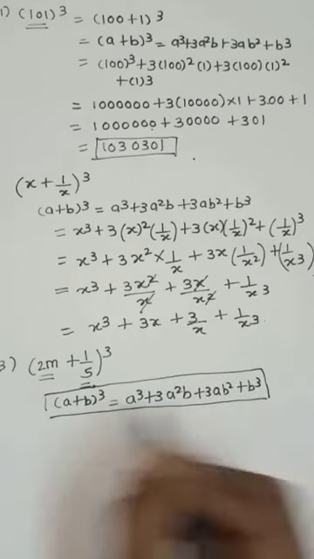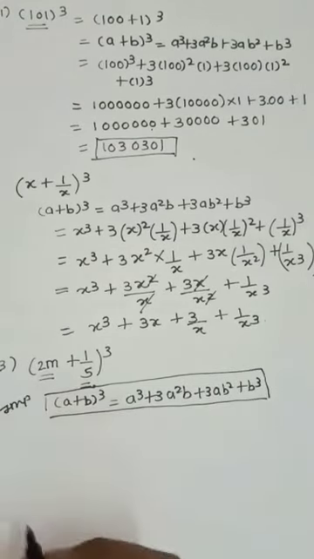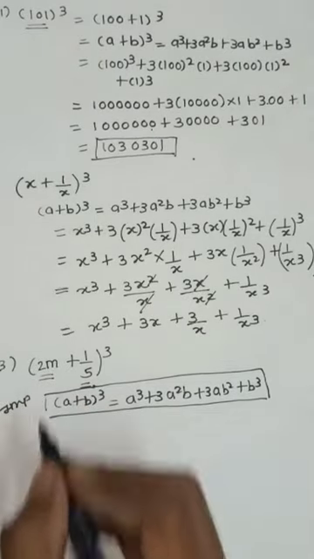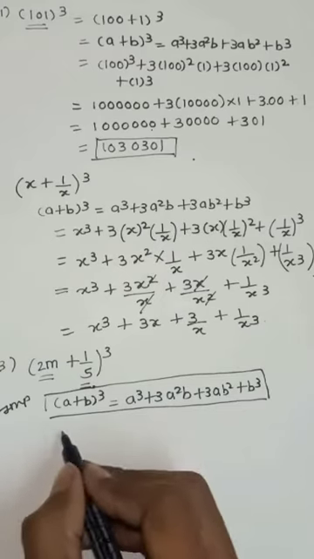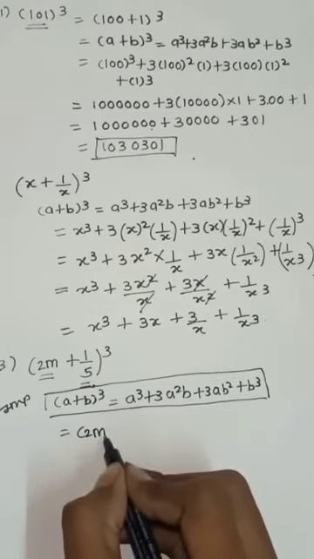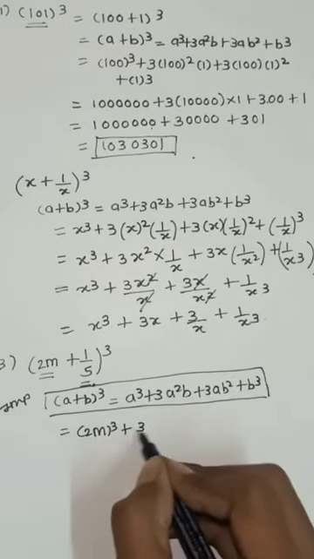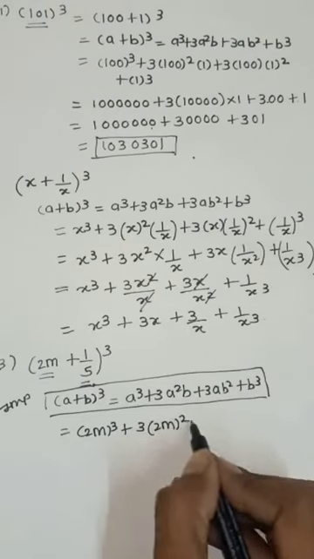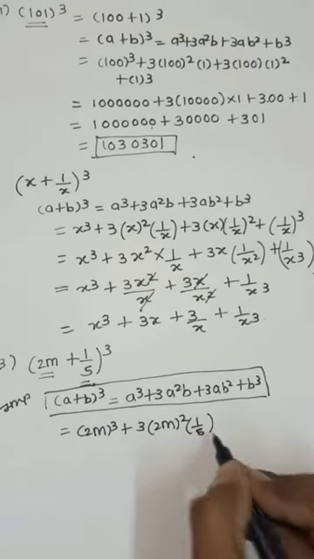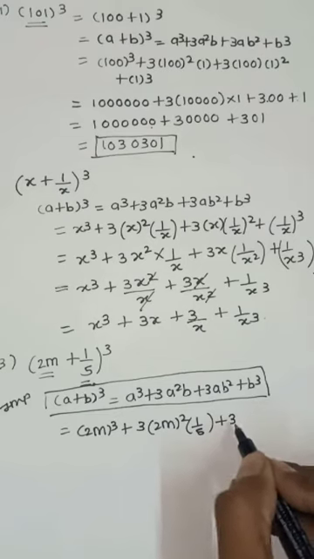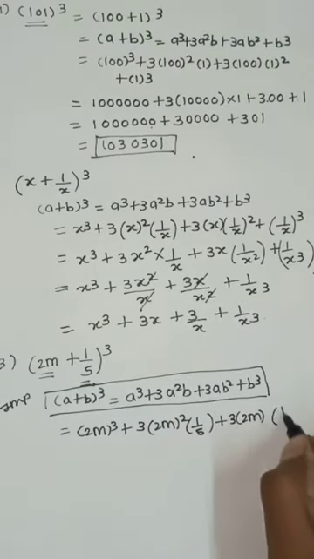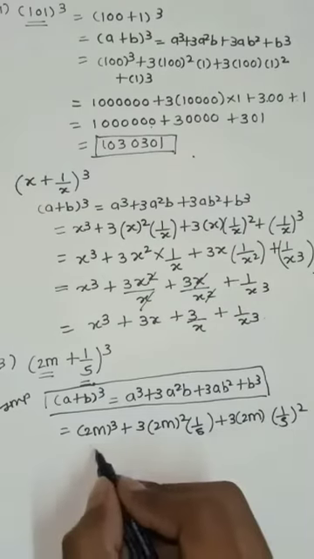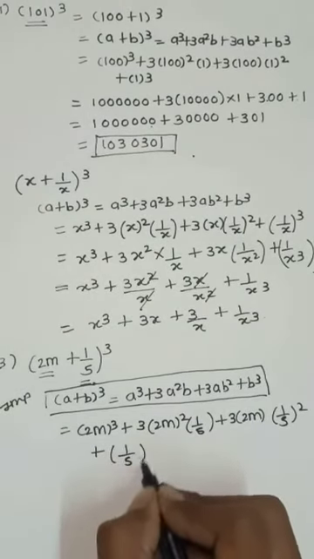(a plus b) cube. Now we know that our a is 2m and b is 1 by 5. Substitute the values of a and b in the formula, that is (2m) cube plus 3a square, that is (2m) square, b is 1 by 5, plus 3a, that is 2m, b square is (1 by 5) square, plus b cube, that is (1 by 5) cube.